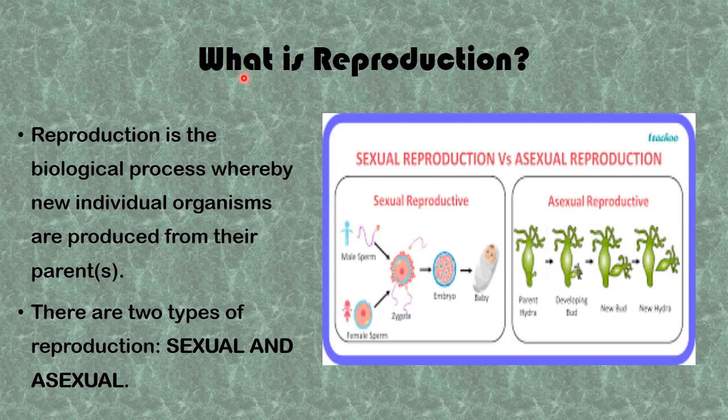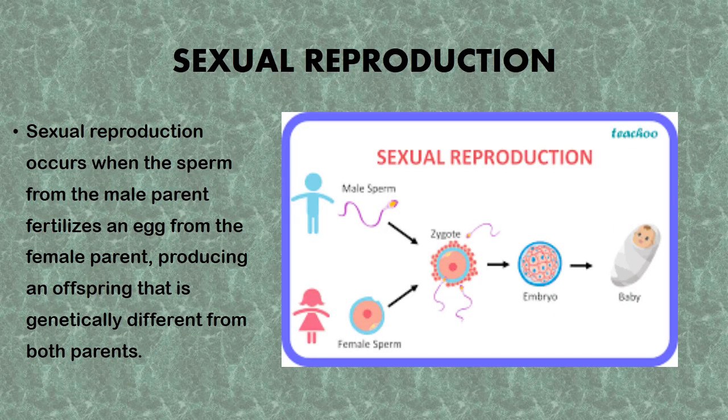Moving ahead, we'll be starting with the subheading: what is reproduction? Reproduction is the biological process that produces new individual organisms from their parent or parents. There are two types of reproduction: sexual and asexual reproduction. As you can see in this diagram, this is a diagrammatic representation of the two types of reproduction. This one describes sexual reproduction, while this describes asexual reproduction.